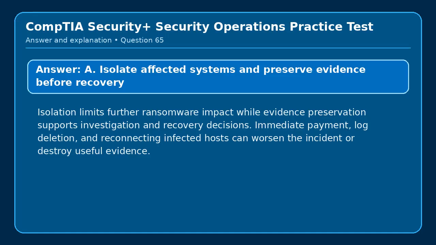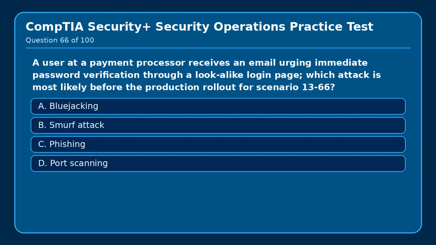The answer is C. A highly personalized email referencing a real project and asking for urgent action. Spear phishing targets a specific person or role using tailored details to increase credibility. Outages, valid patch notices, and blocked pings do not indicate a personalized social engineering attempt.